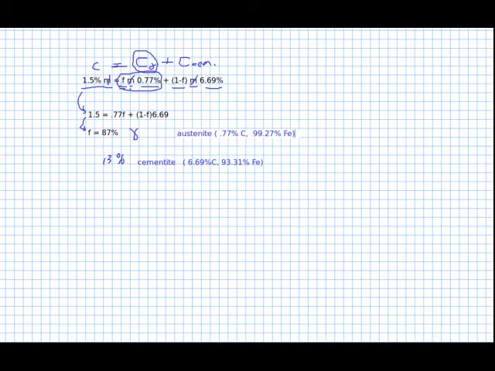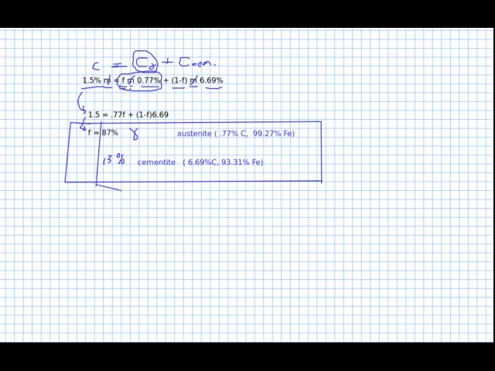Okay, so an answer to that question of what are the exact compositions at point B would be this box here: 87% austenite and 13% cementite.